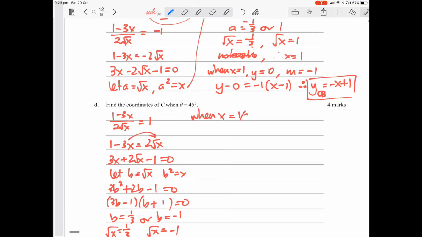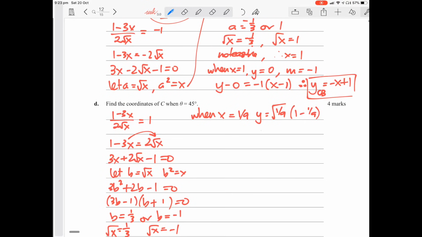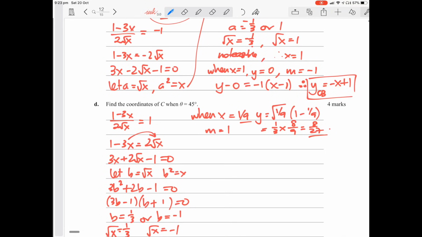Okay, if x equals 1/9, y equals the square root of 1/9 times 1 minus 1/9, which is 1 on 3 times 8 on 9, which is 8 on 27. So we've got x, we've got y, and we know that m is equal to 1. So y minus 8 on 27 is equal to m, x minus 1 on 9. Y is equal to x minus 1 on 9 plus 8 on 27.